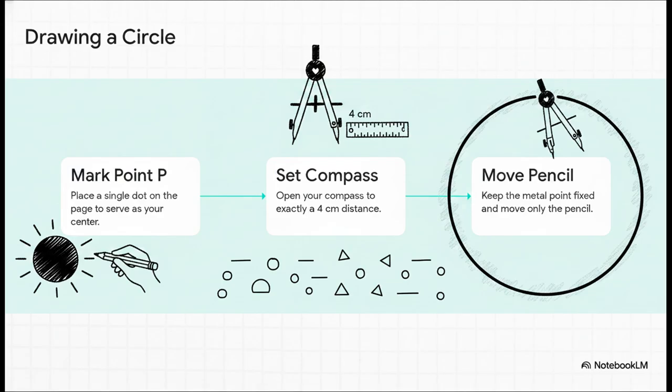First, mark your point P. Second, open your compass so the distance between the needle and the pencil is exactly 4 centimeters. And finally, and this is the golden rule of construction, keep the metal point firmly fixed on P and smoothly move only the pencil. By following these 3 simple steps, the shape that perfectly reveals itself is a flawless circle.